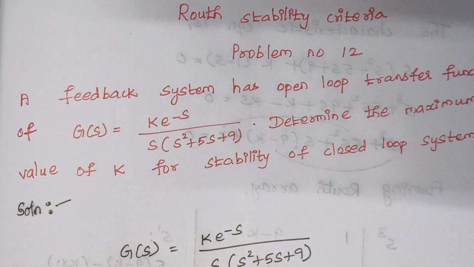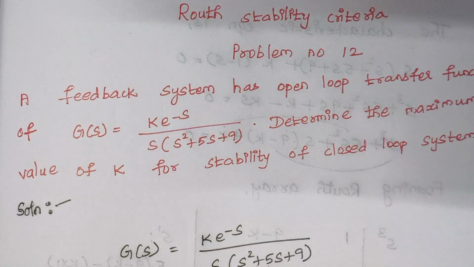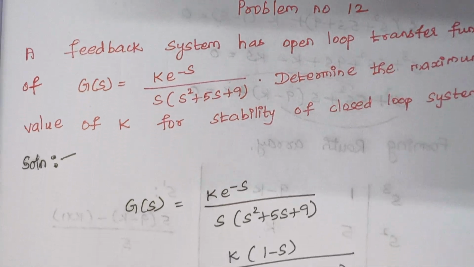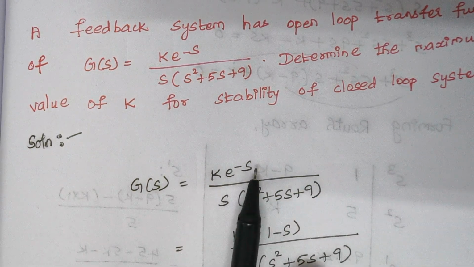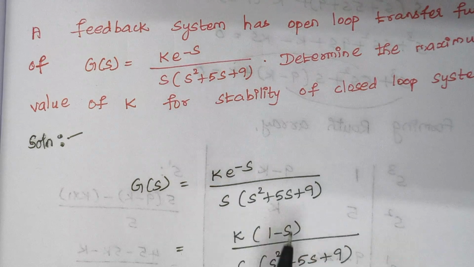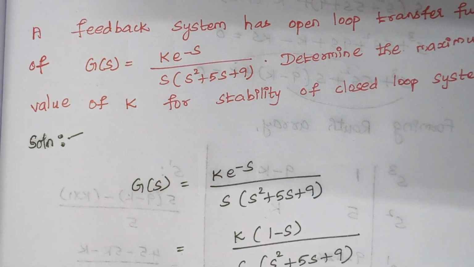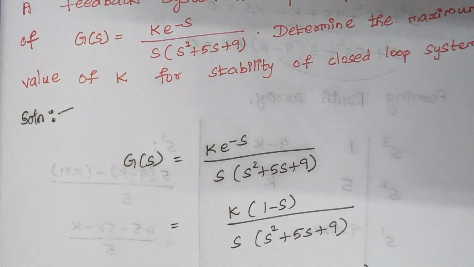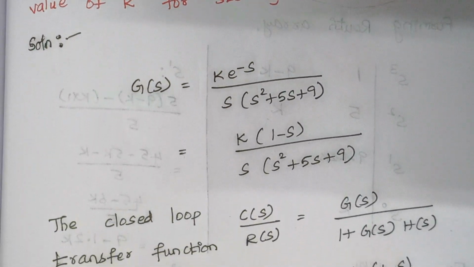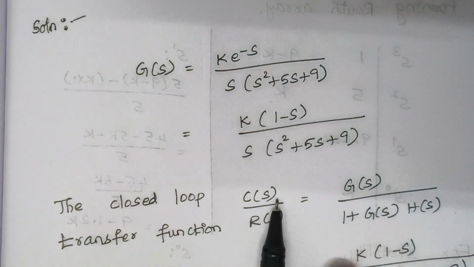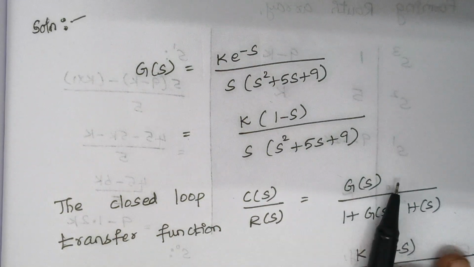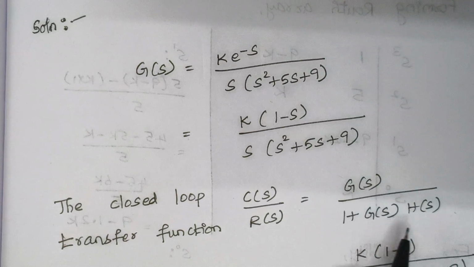So whenever the open loop transfer function is given, our first step is to find the closed loop transfer function. So here G of s is given by this expression. This e to the power minus s can be replaced by 1 minus s, right? So after replacing, we are going to find the closed loop transfer function. So what is the formula for closed loop transfer function? It is given by C of s by R of s is equal to G of s divided by 1 plus G of s into H of s.